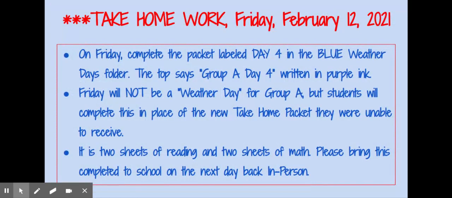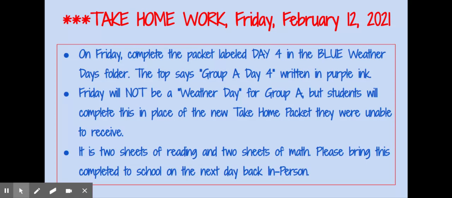While we're here, let's talk about what's coming up because our schedule's been a little bit crazy. Tomorrow, Friday, February 12th, will be another take home packet day for Group A, whether Group B is in person or on a weather day. For Friday, since students do not have a new take home packet since they were unable to get it at school, in their weather days folder, there is a short packet that says Group A Day 4. And I've handwritten that in purple or possibly green or blue ink on the very top.